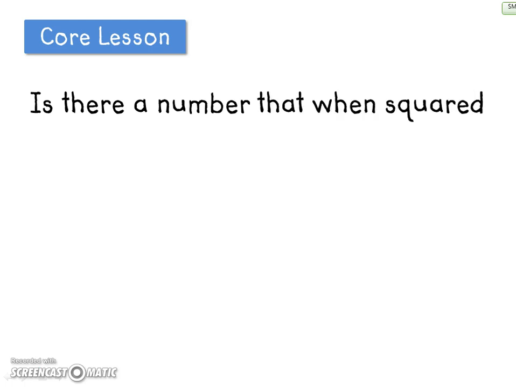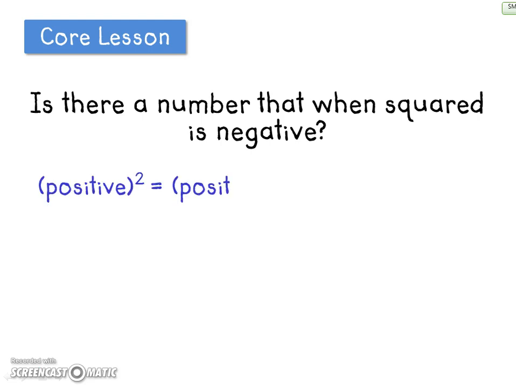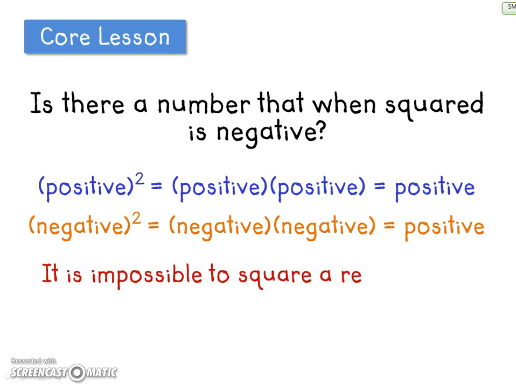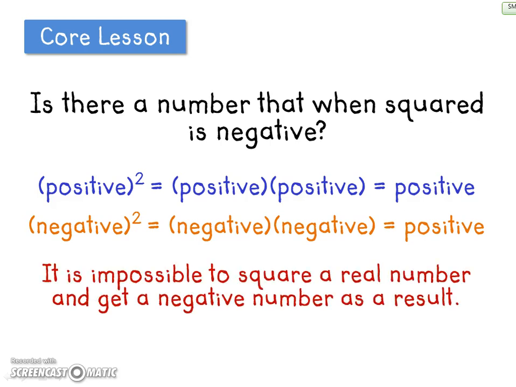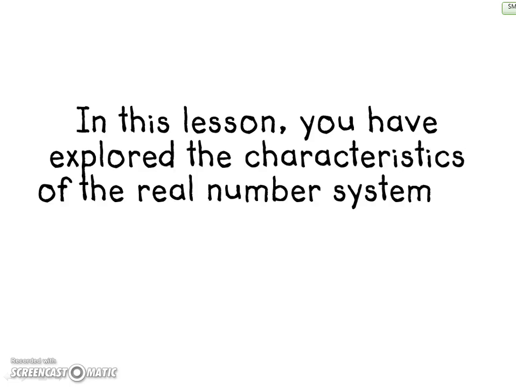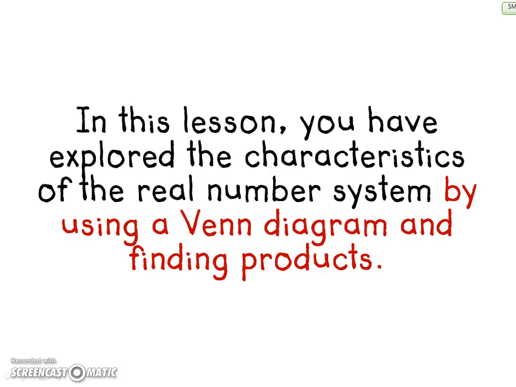So is there a number that when squared is negative? The examples that we looked at today can be broken up into 2 sets. The first type is a positive number squared. When you square a positive number, it's equal to a positive times a positive, which equals a positive. When you square a negative number, a negative times a negative is also equal to a positive number. Therefore, it is impossible to square a real number and get a negative number as a result. In this lesson, you have explored the characteristics of the real number system by using a Venn diagram and finding products.